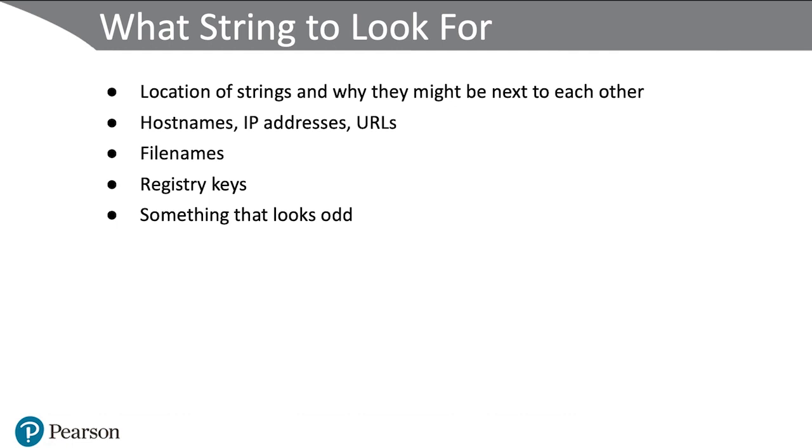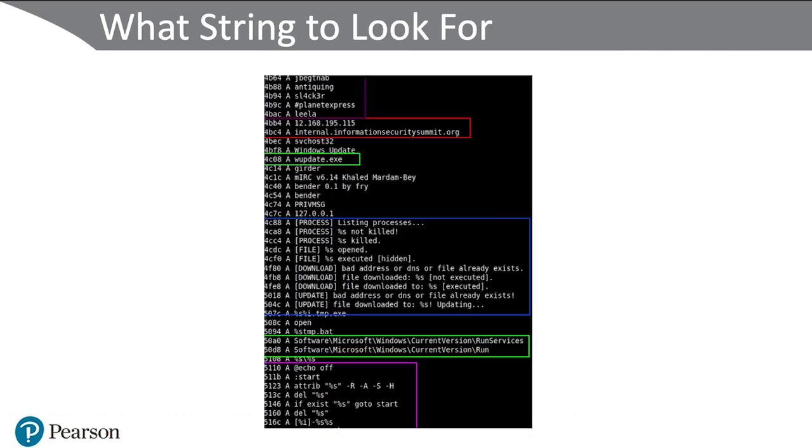Now, what can we find in strings? Well, we can find all these things listed here: host names, IP addresses and URLs, file names, registry keys, or just something that looks odd. Now, there are programs out there that will help us look at strings a little more easily, and we'll take a look at some of those.